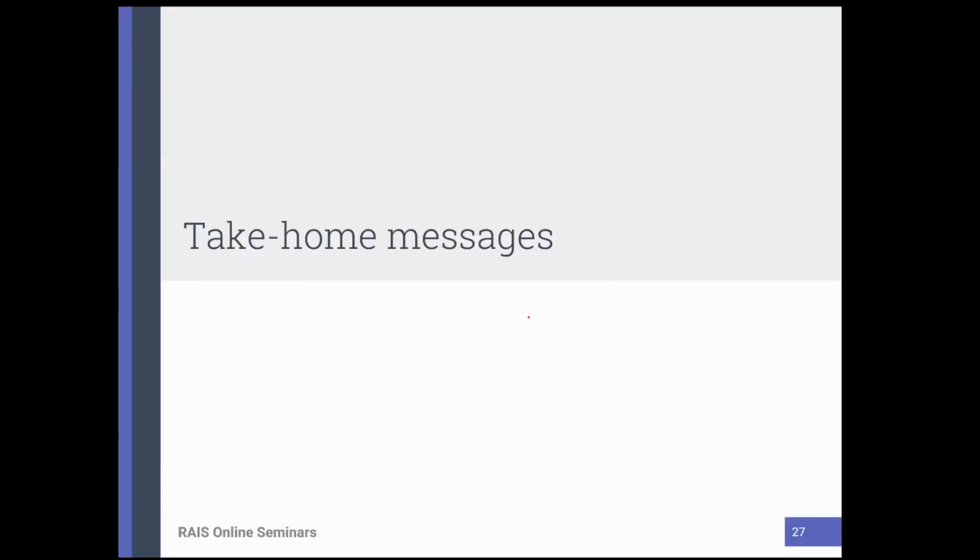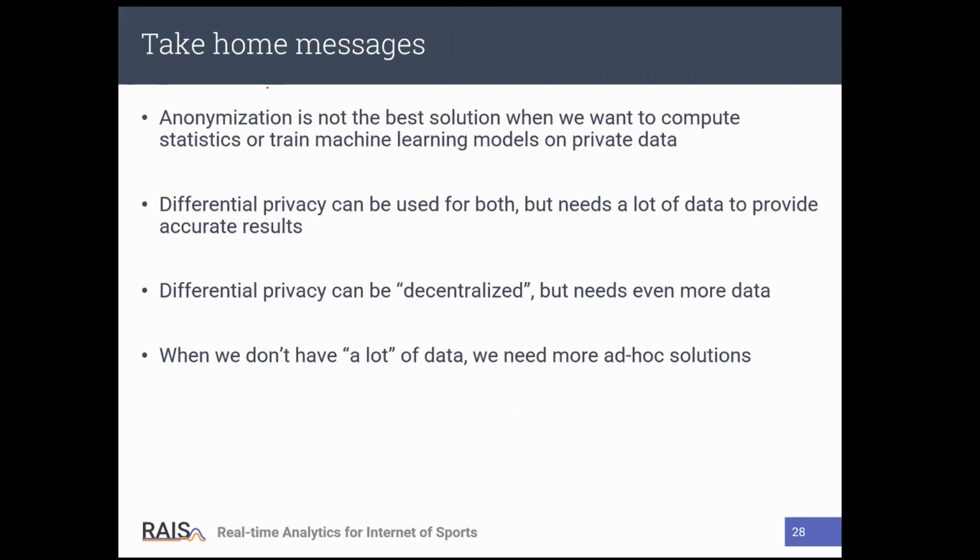Okay, this pretty much concludes the presentation, and I have some take-home messages in case you have fallen asleep during the presentation. So first of all, remember that anonymization is not the best solution, especially when we are aiming at computing some statistics or training some machine learning models, or in general doing some computation on the data. Instead, differential privacy is actually made specifically for this purpose. But the problem that it has is that it needs a lot of data to provide accurate results.